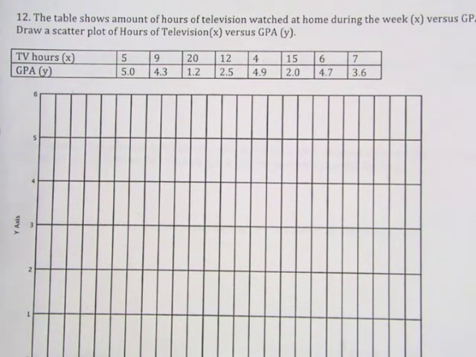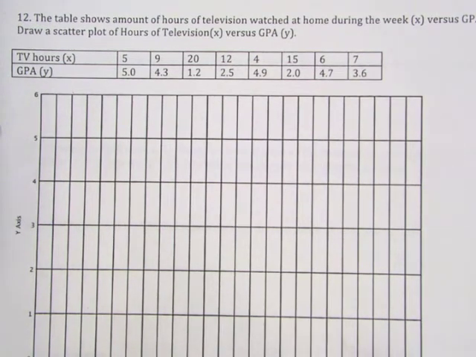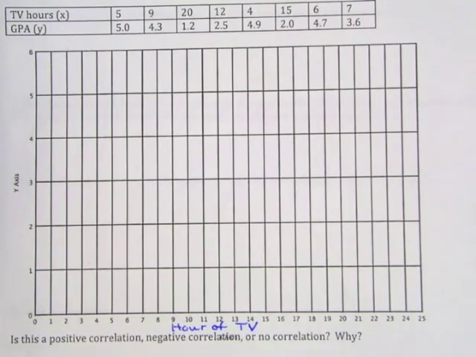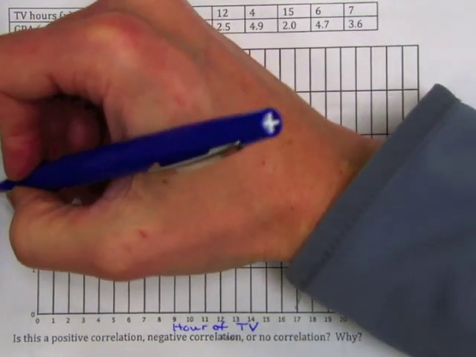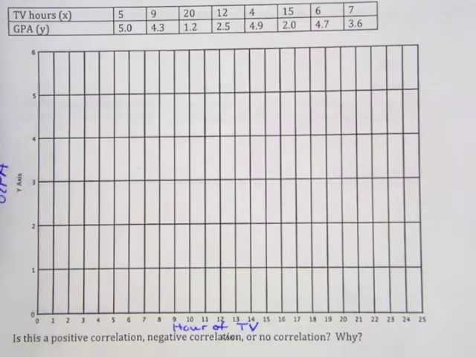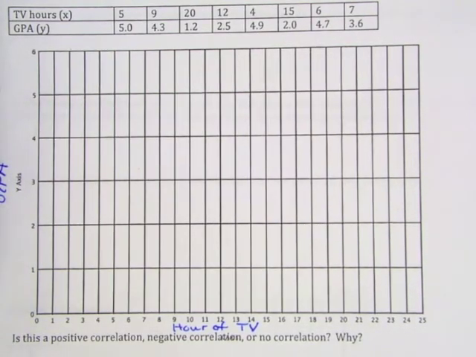So number 12 says the table shows the amount of hours of television watched at home during the week versus someone's GPA. We want to draw a scatter plot of hours of television, which is our X, versus the GPA. Typically we do want to label our graph, so we're going to squeeze it in here. We're going to put hours of TV along the x-axis, and then we're going to put GPA along the y-axis so that we have a graph that's labeled.